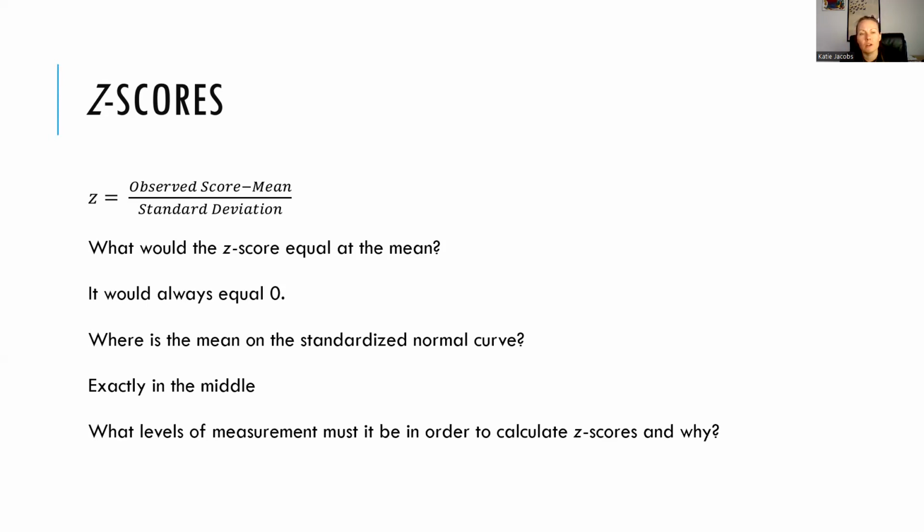So what levels of measurement must our data set be in order to calculate z-scores, and why? So think about this question. What levels of measurement should our data set, or our X's in our data set, be in order to calculate z-scores and why? So what I want you to do is to pause me real quick, think about it, try to answer this in your notes, and then come back to me.